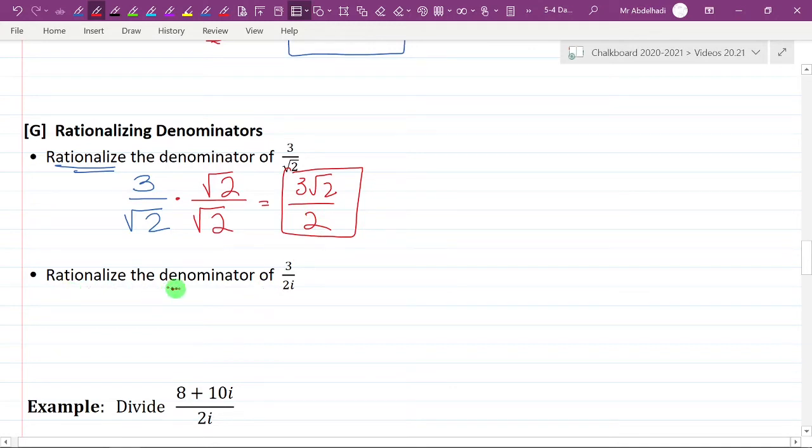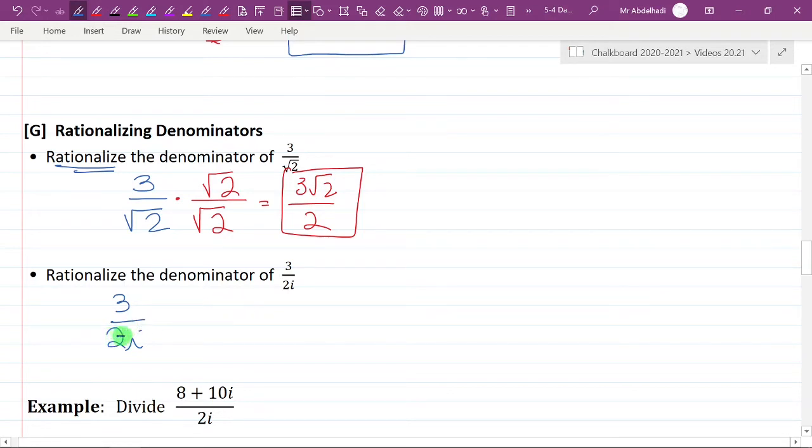Now, rationalize the denominator of this. 3 over 2i. I don't know why I'm still using the red marker. Let me change back to blue here. Okay, so how do we make this rational? Now, why is this irrational? Well, it's imaginary. Rational numbers are real numbers. So the fact that this is imaginary, it's not real, means it's also not rational. Okay, so imaginary numbers are irrational as well as square roots of anything that isn't a perfect square.